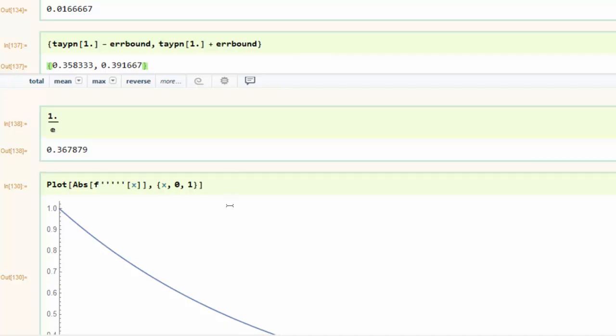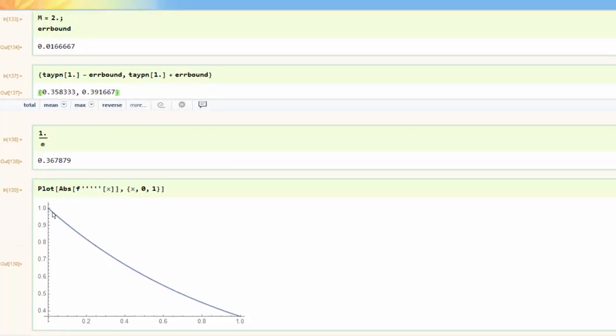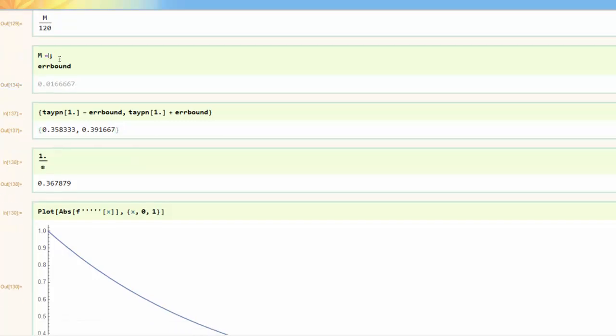So looking at my graph again, I can see that the fifth derivative is decreasing on this interval from 0 to 1. Well, that tells me that it takes its maximum value over here at the left-hand side. So I know the maximum value of this derivative on this interval would actually be the absolute value of the fifth derivative evaluated at 0. And that's what that maximum value would be.